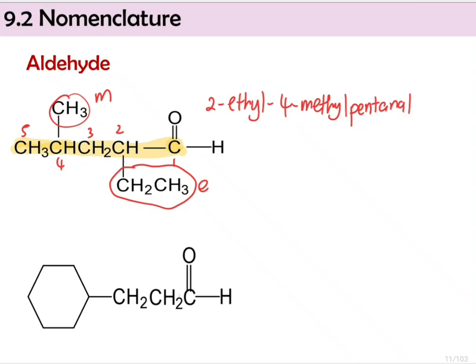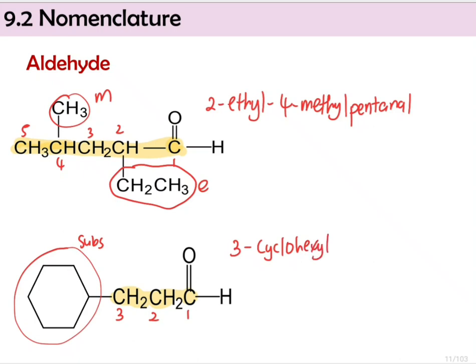Next compound, 1, 2, 3. Jadi itu adalah parent chain. And for this one, numbering is always start at C double bond OH, 2 and 3. At carbon number 3, there are cyclohexane as the substituent. Jadi the full name for this compound is 3-cyclo. Kalau cyclohexane kan, dia dah jadi substituent. Nama dia adalah cyclohexyl. And this is 3-carbon propanal. So dah siap untuk compound yang kedua.